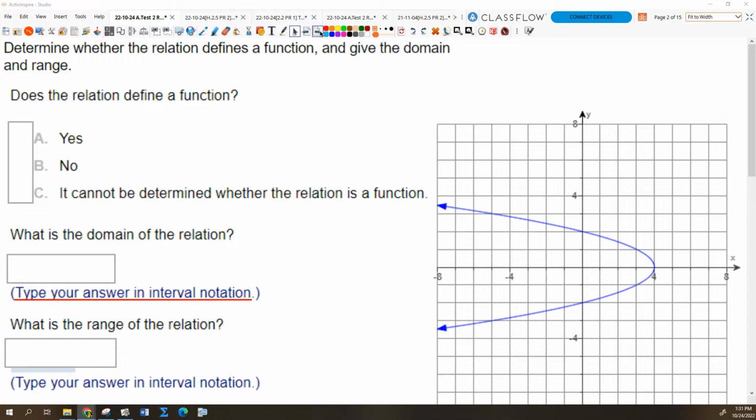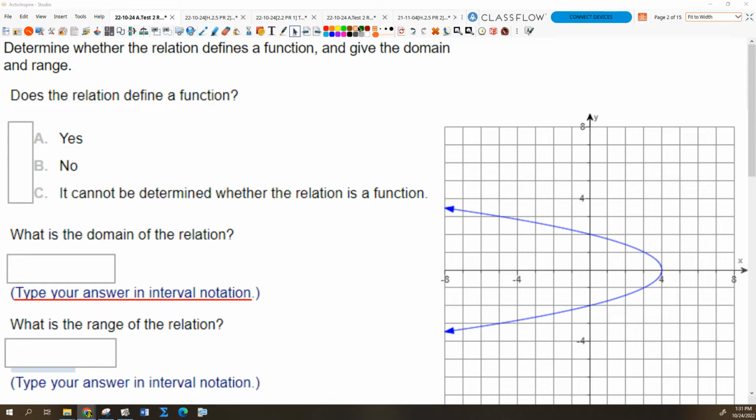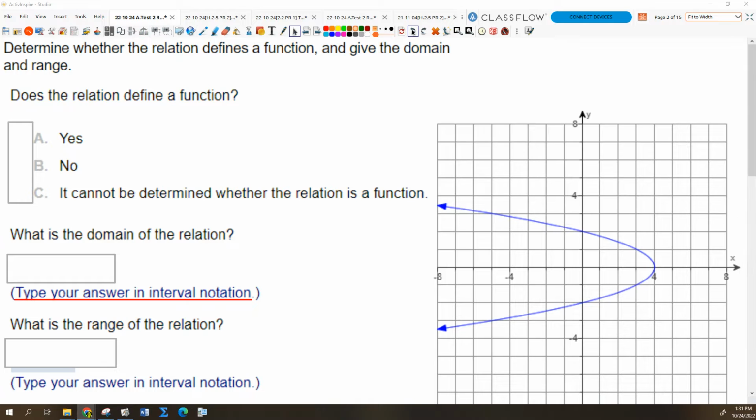Go ahead, Josie. The vertical line test, right? If I drag a vertical line across this function, because the vertical line intersects the function in more than one place, it fails the vertical line test, right? If it's a function, a vertical line can only intersect the function at one place ever, right? So this is not a function.